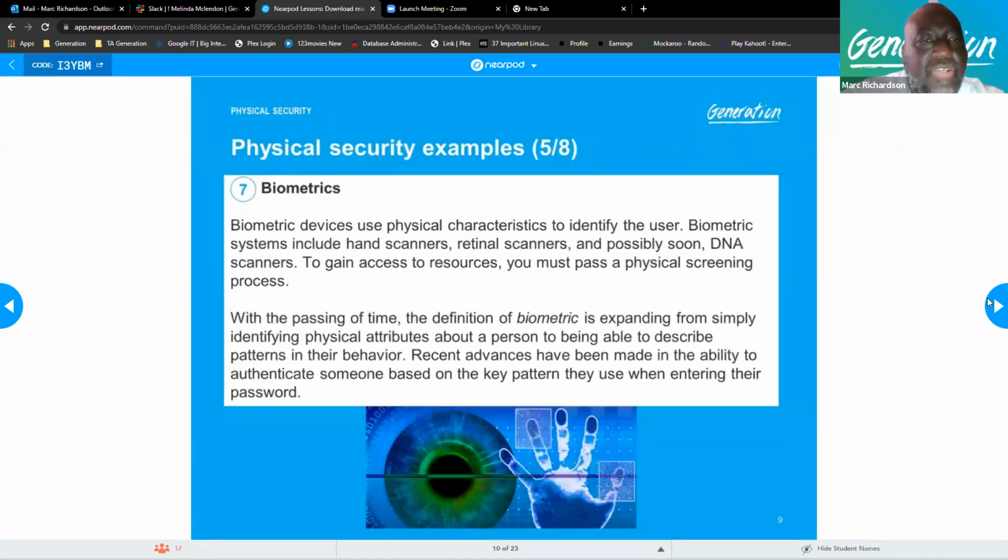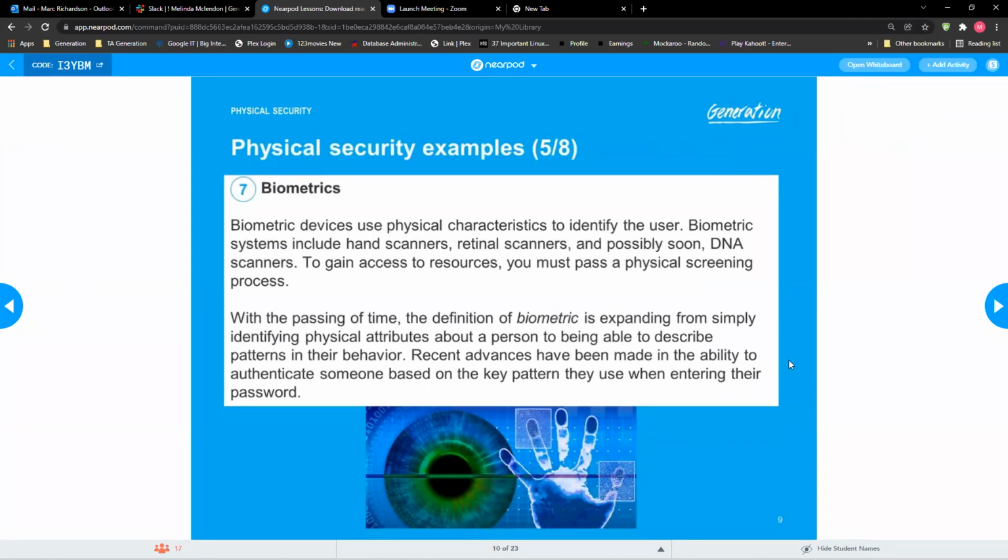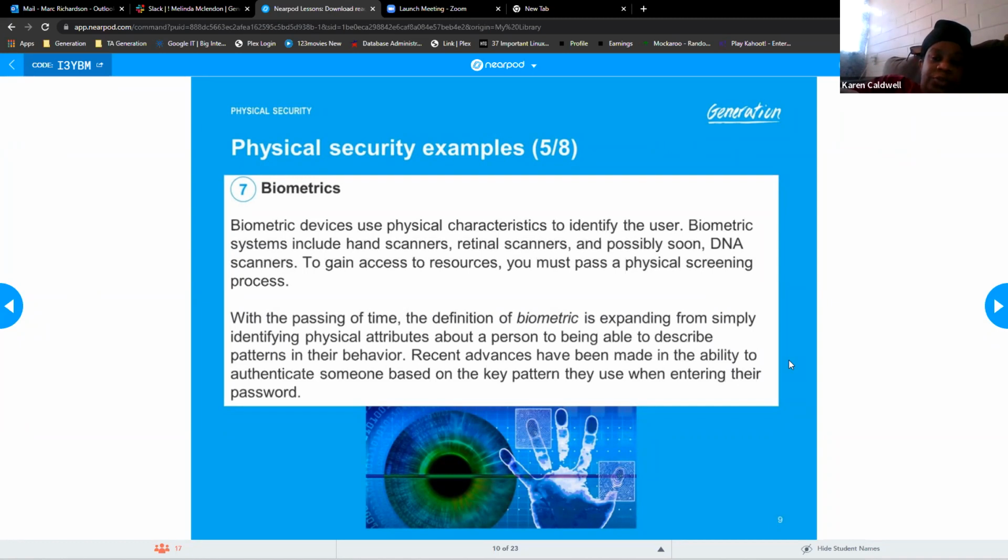All right, biometrics. Anyone know what biometrics is? Fingerprints. Or your handprint, facial recognition, voice recognition, retinal scan. Right. Good. Very good.